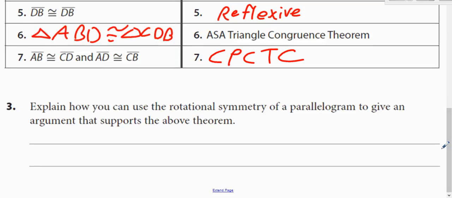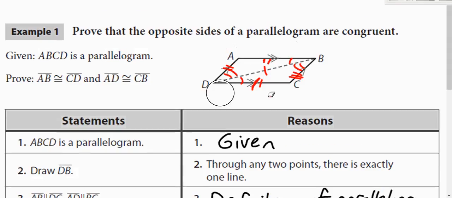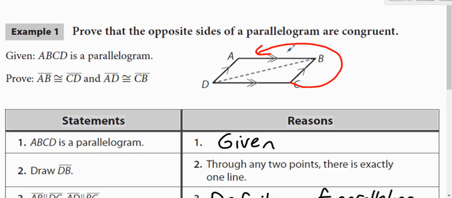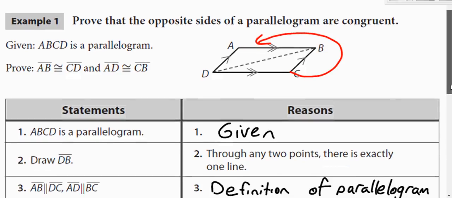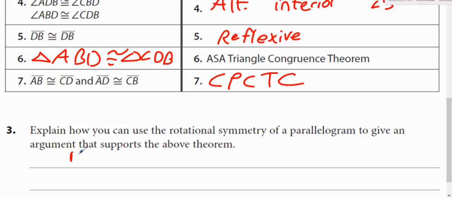Also, just a good little visual, you can use rotational symmetry to show that those match up. If you go back and look at the parallelogram, you can rotate point C around so that it matches up with point A, and it would be the exact same shape. It has rotational symmetry of 180 degrees. Everything would match up, so that means the sides would be congruent just by rotating it 180 degrees.